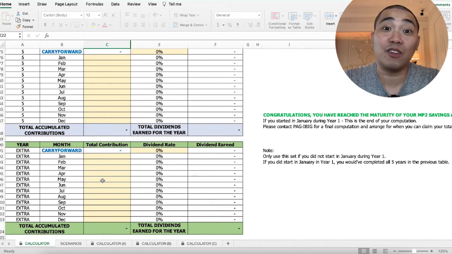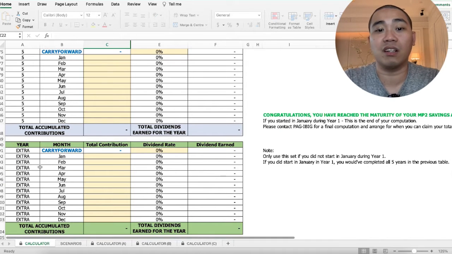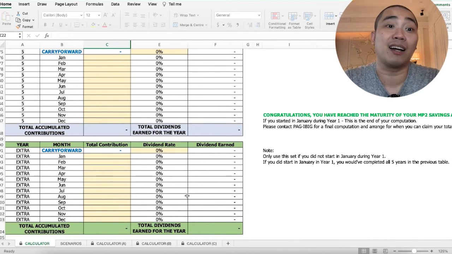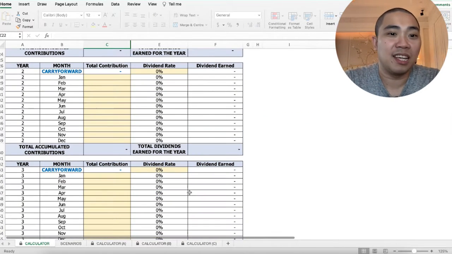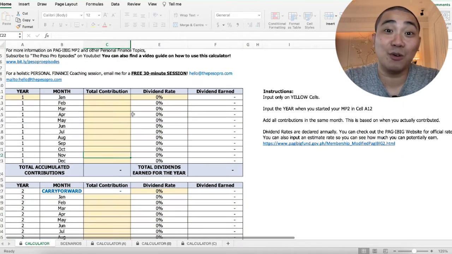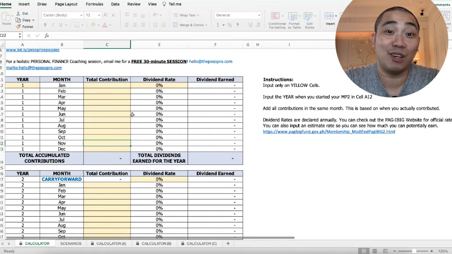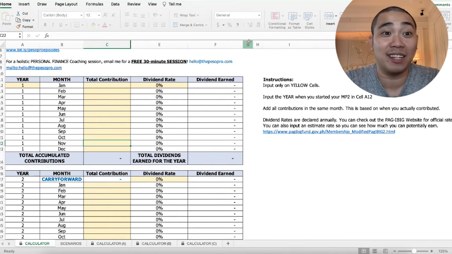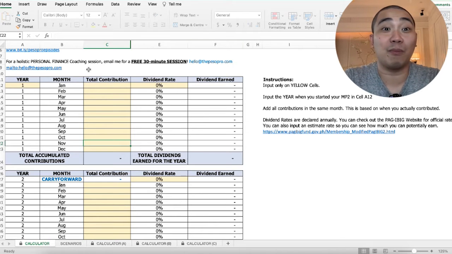Now, kung nag-start kayo ng January, then you don't have to use this green table. You can just leave this as blank. Okay. Now, I also made this a bit more simplified. Yung mga yellow cells po lamang yung kailangan lagyan ng value. So we can go ahead and set this up for everyone who wants to set up their own trackers.